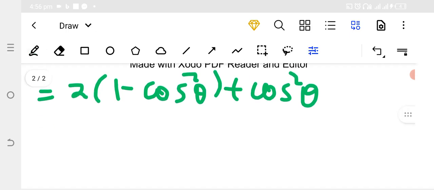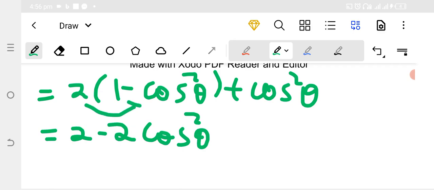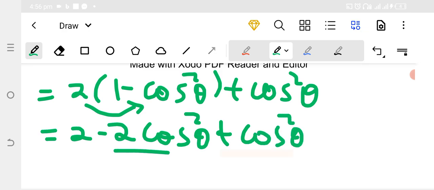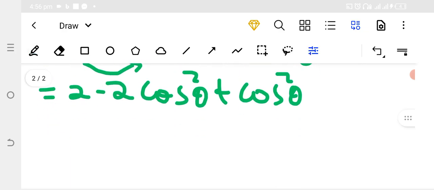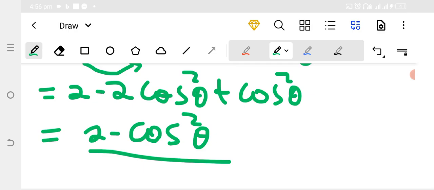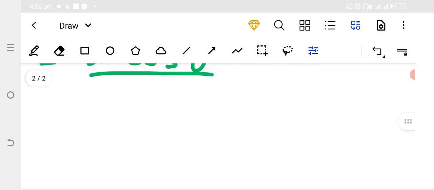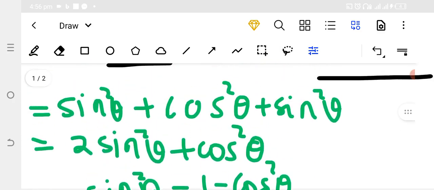Then you are going to say is equal to 2 minus 2 cos theta squared. That is after distributing the 2 in those brackets, then plus cos theta squared. Then here you can see that you can simplify, where you just remain with a negative cos theta squared, because there is a negative 2 there. We'll get the sign of the bigger number, so it's with 2 minus cos theta squared. Simple as that. You get 4 marks. Simple as that. Then you would have to conclude, therefore that and that.